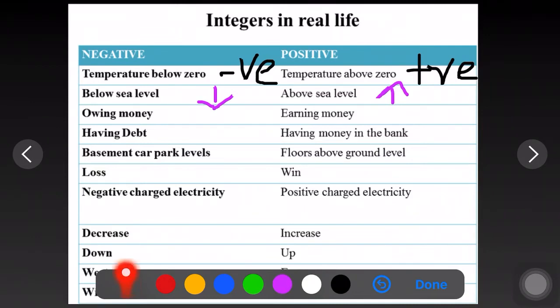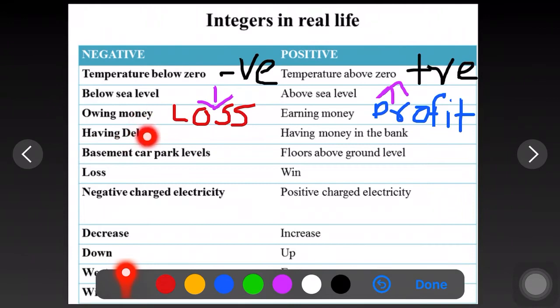Owing money: if you are owing something, owing means losing, okay, loss, so again it will be negative. Earning money will be written as positive. Having debt, students, debt means कर्ज. Okay, कर्ज you have taken from someone. If someone took it, that is called debt. So having debt means again it is a loss, and again it will be in a negative sign. Having money in the bank will be a positive sign.